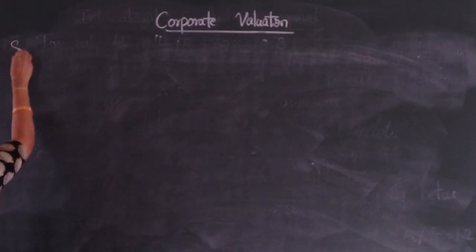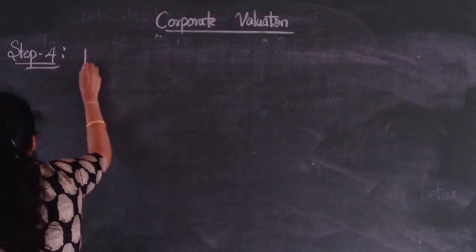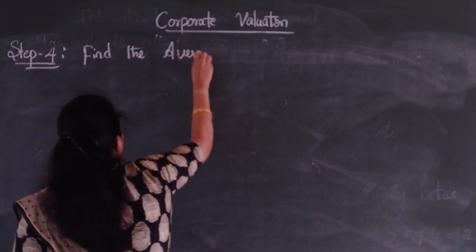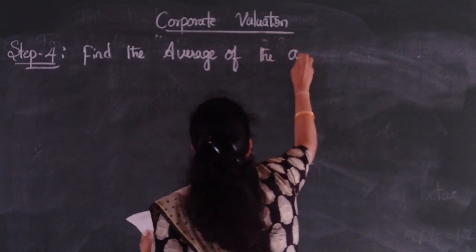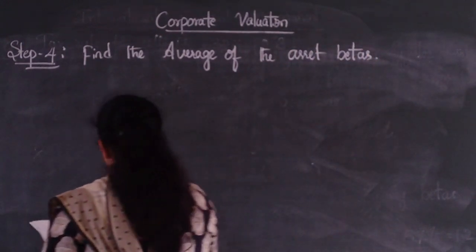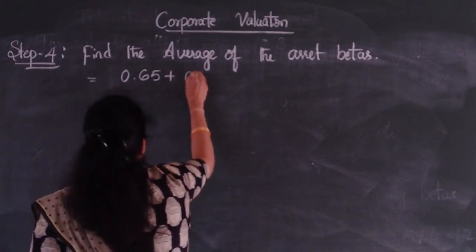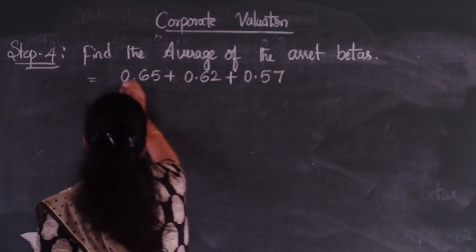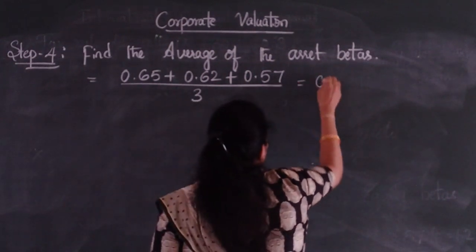So step 4, find the average of the asset betas. Adding these values, 0.65 plus 0.62 plus 0.57 divided by 3 gives you the value 0.61.